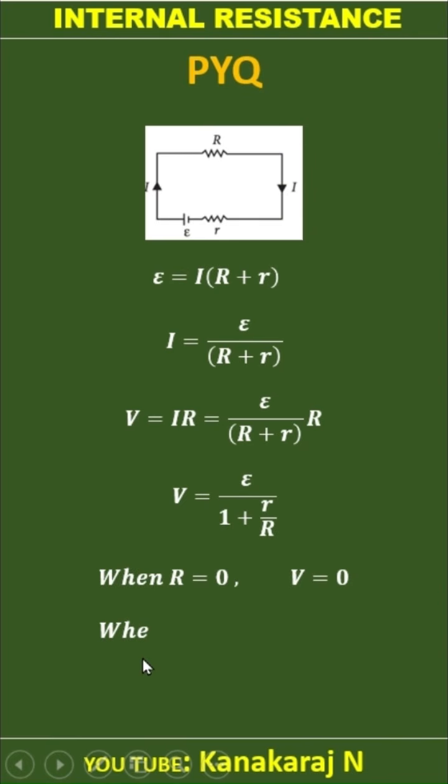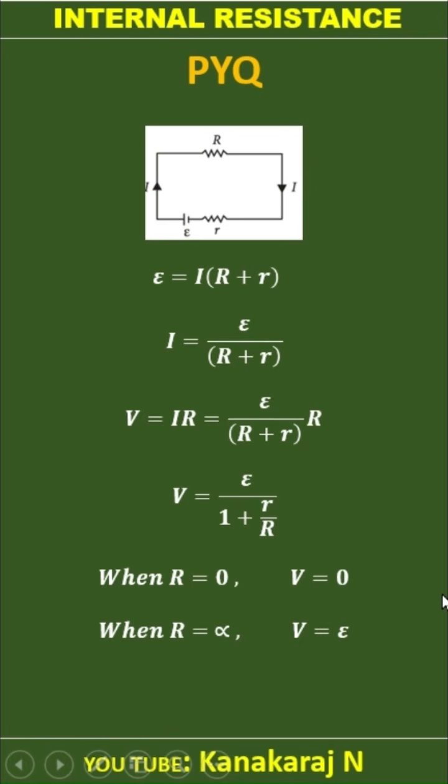Then when R is infinity, what do we get? Small r divided by infinity, 1 divided by infinity, is 0. So 0 plus 1 is 1. So V equals epsilon divided by 1. It is epsilon. So we get 2 points on the graph. One is (0, 0). The other one is (infinity, epsilon).